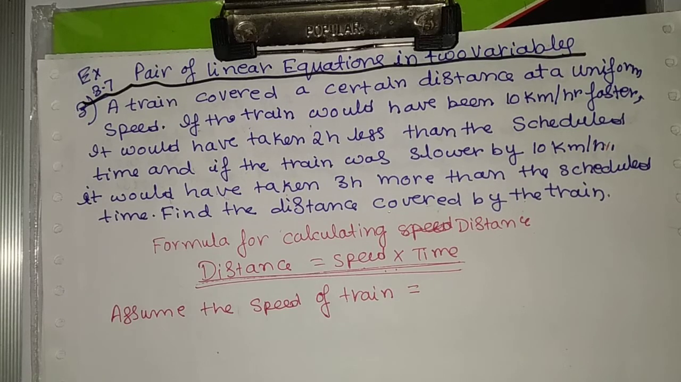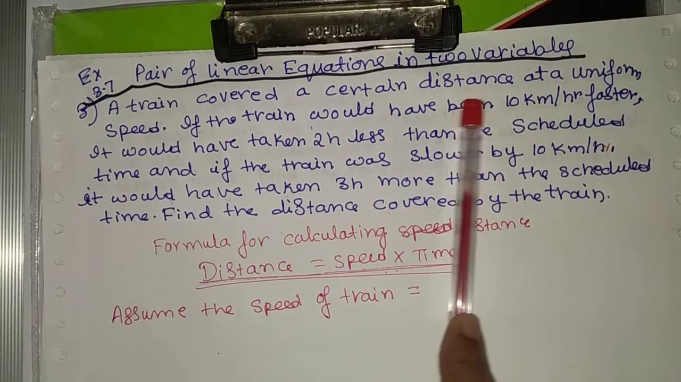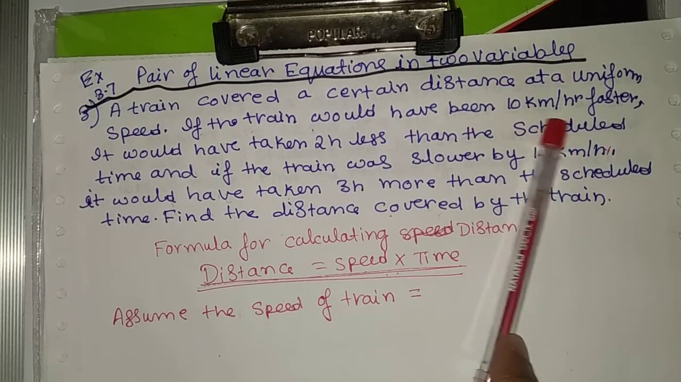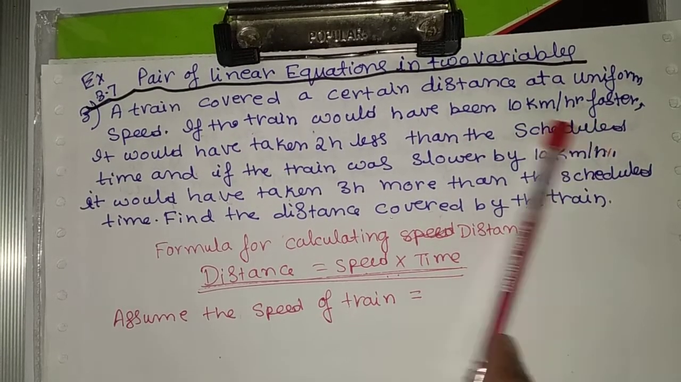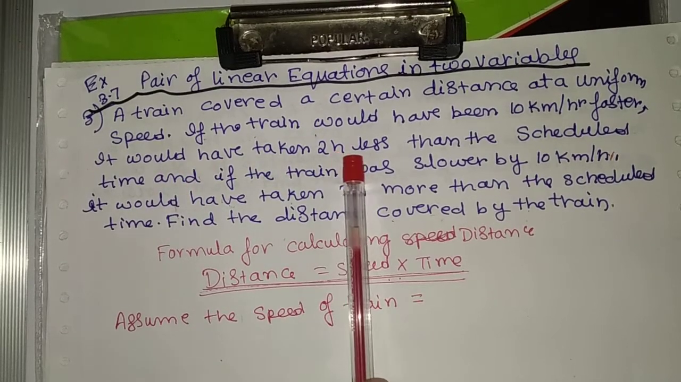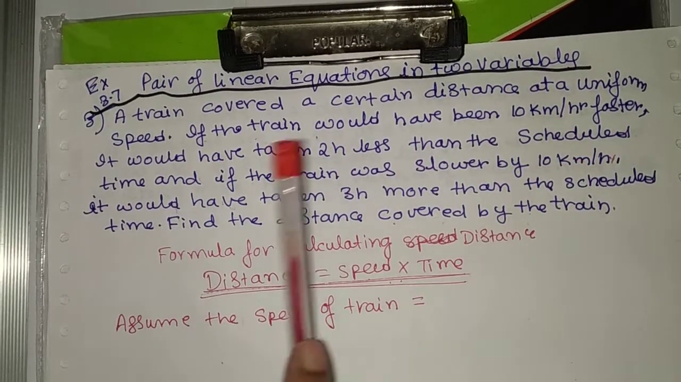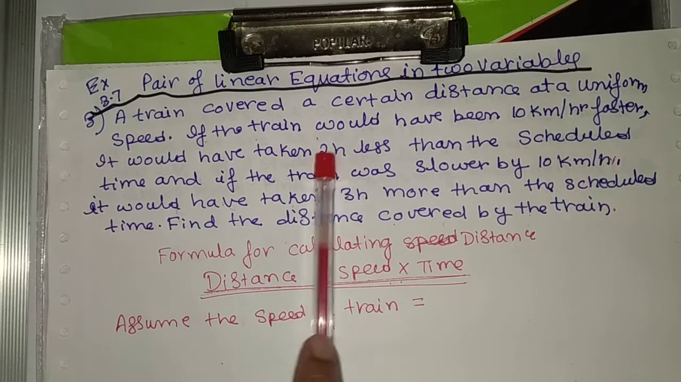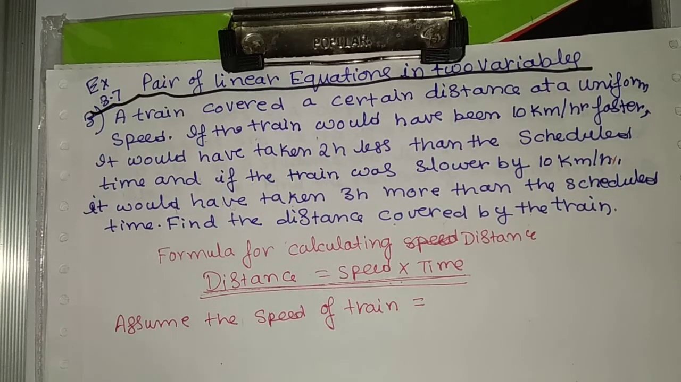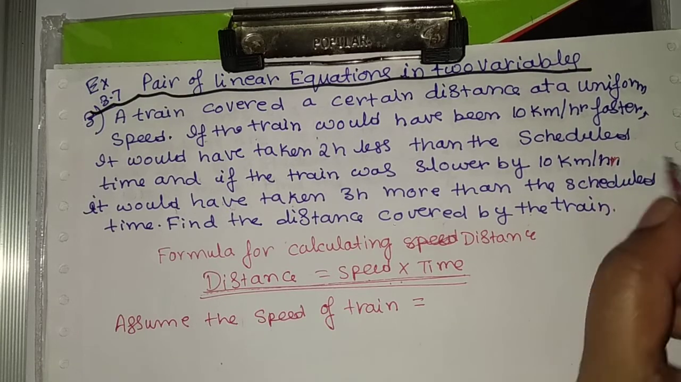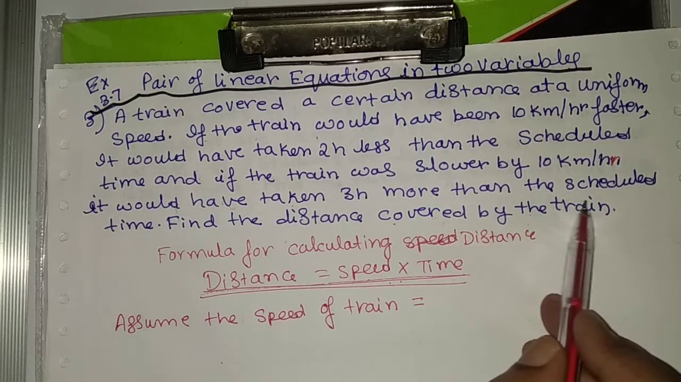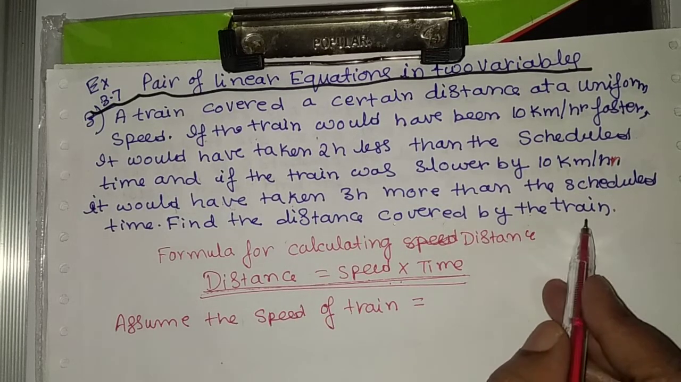The third problem given is: a train covered a certain distance at a uniform speed. If the train would have been 10 km per hour faster, it would have taken 2 hours less than the scheduled time. And if the train is slower by 10 km per hour, it would have taken 3 hours more than the scheduled time. Find the distance covered by the train.